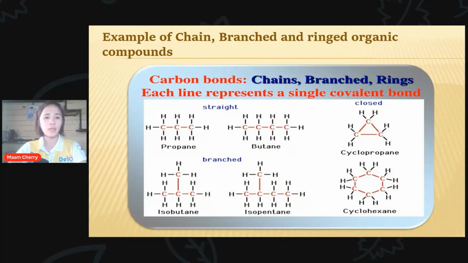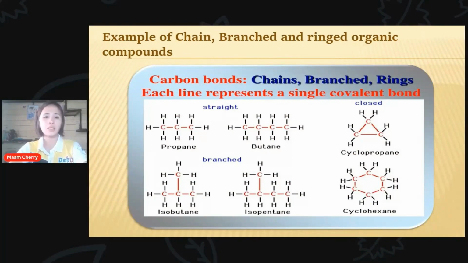Sa branch naman, makikita natin yung sa isobutane rather. So, branch, ibig sabihin ng branch, so sa taas, meron pang sanga. Ayan, meron pang branch sa taas. Isopentane. So, yung close naman, ibig sabihin ng close, nag-form ng ring. Ayan yung mga ring bonds. Ring organic compounds, yung mga cyclopropane, cyclohexane. So, yung mga example ng organic carbon bonds na chain, branch, rings.